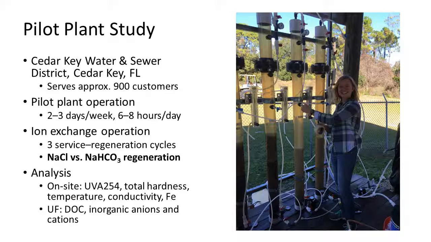Because it's a small system, and this is something that I didn't necessarily anticipate in writing the proposals, they only produce water about 4 to 12 hours per day, depending on what's happening. Is it a busy weekend where people are coming fishing? They might use a little more water. Is it a slow weekend? I mean, the plant might only run for a couple hours.